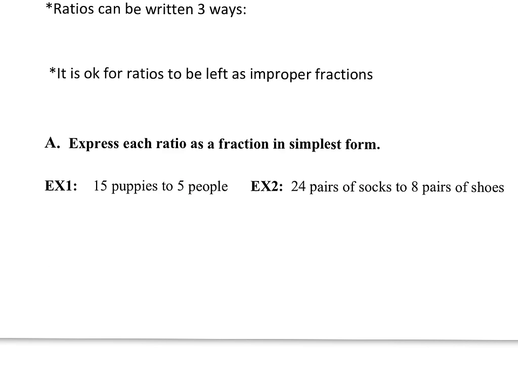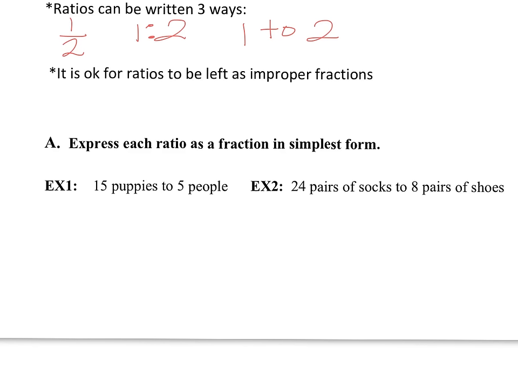Now, ratios can be written in 3 ways. One way could be if I wrote it as a fraction. So if I write 1/2, then I could also write it as 1 to 2, and that would be considered a ratio, or I can actually say 1 to 2. And those are the 3 ways of writing a ratio. It is okay for ratios to be left as improper fractions because, again, it's a comparison of two quantities.